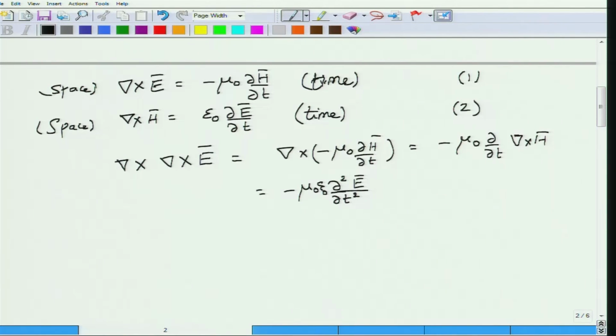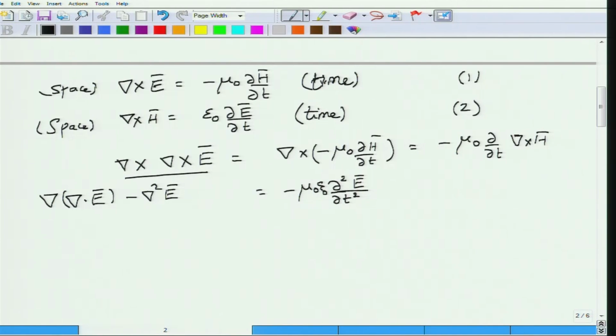But on the left hand side I still have this very weird looking expression, and it can be simplified slightly if you adopt Cartesian coordinate systems. By using a vector identity I can write this left hand side as del of del dot E, minus del square E. This operation makes sense because del dot E is a scalar, and the gradient of a scalar will be a vector, so we are all right.